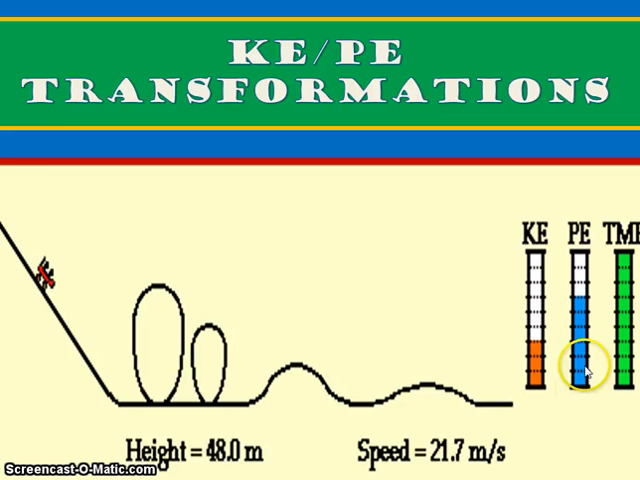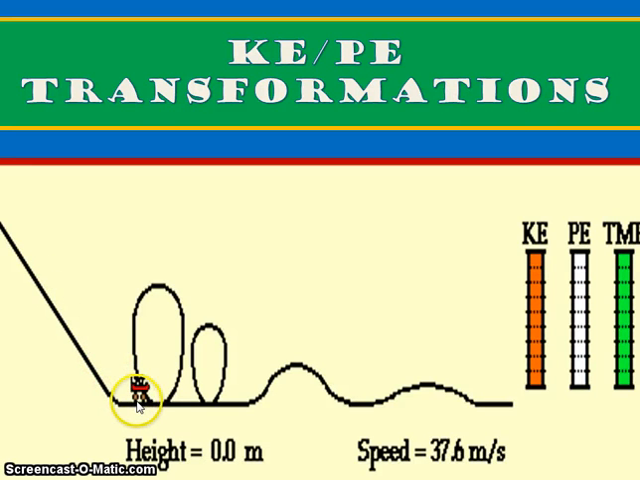We have all potential energy. And as the roller coaster begins to go down the hill, that potential energy begins to get converted into kinetic energy. So the blue bar goes down and the orange bar begins to go up. Hold on, let's get it back to the start. So here it goes. There goes the PE going down, KE going up.